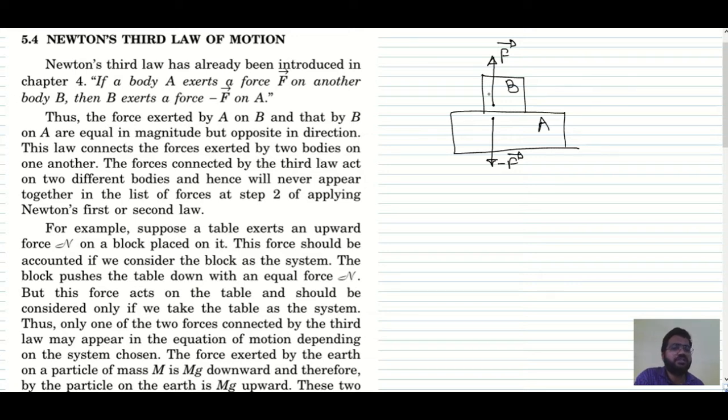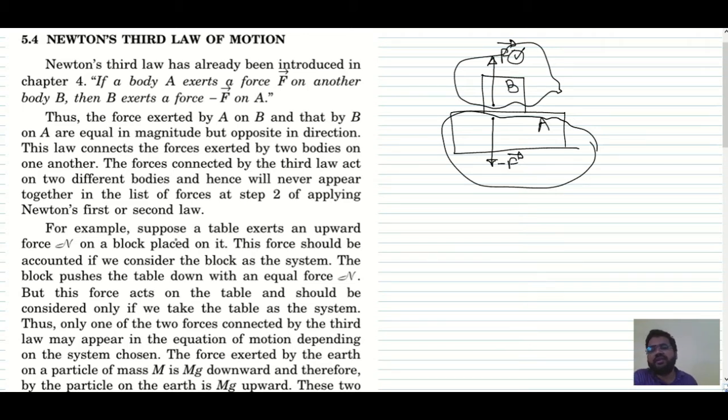So these forces act on two different bodies, and that is the reason why in a free body diagram, only one of the two forces will come. If you consider B as a system, this force will come. If you consider A as a system, then this force will come, right? So these two forces will never be in a single free body diagram, right? In a free body diagram, there must be only one force, right?